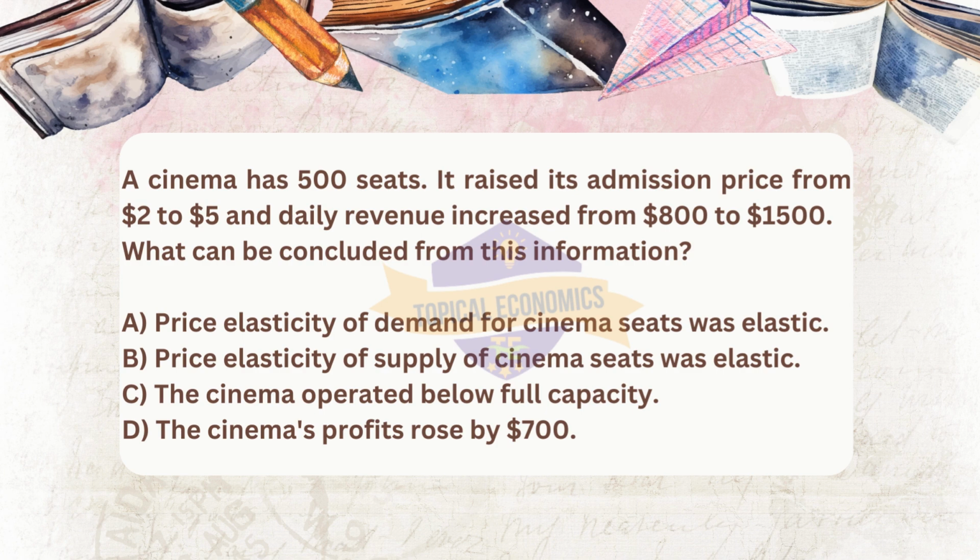Let us analyze other options also. A. Price elasticity of demand was elastic. Demand appears inelastic since revenue increased with the price increase. B. Price elasticity of supply was elastic. The information given doesn't provide insight into the supply elasticity for cinema seats. D. Cinema's profits rose by $700. There is no information provided on costs, so we cannot determine profit changes.